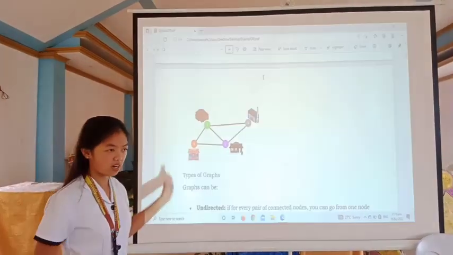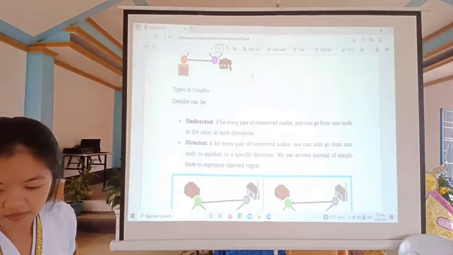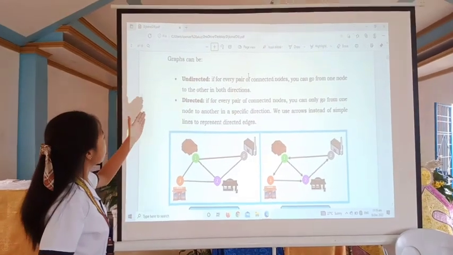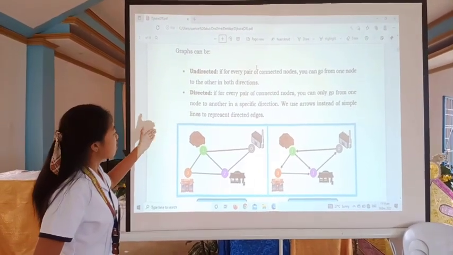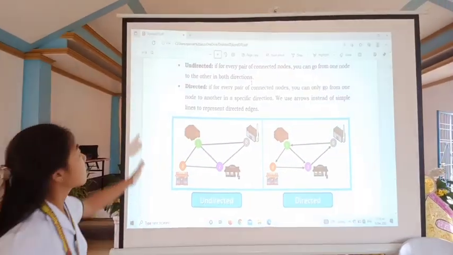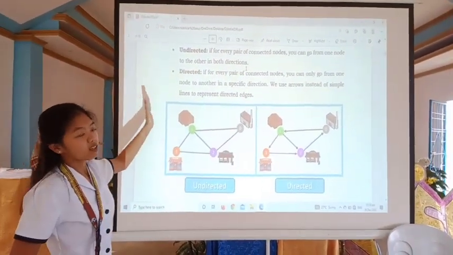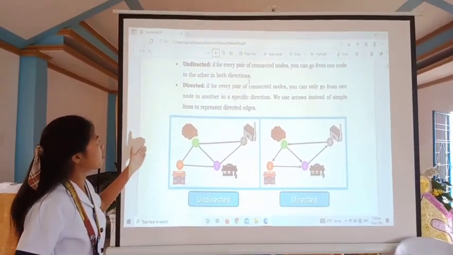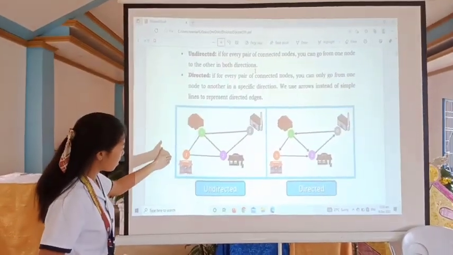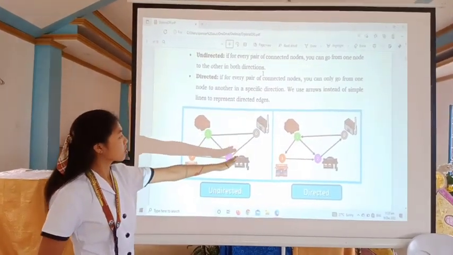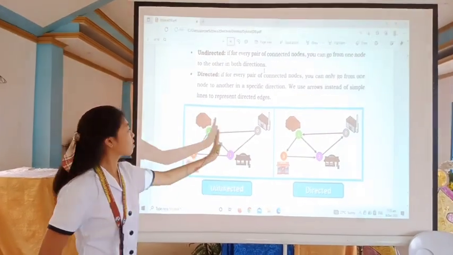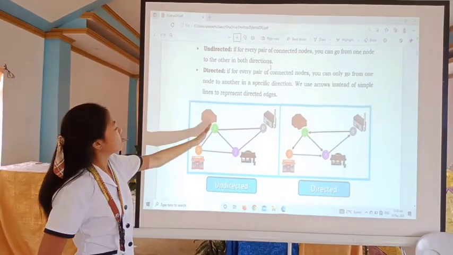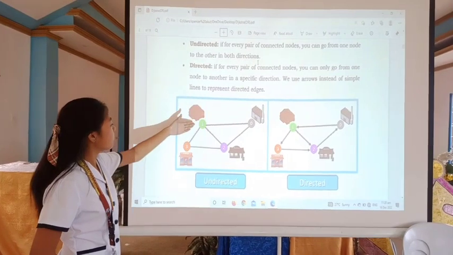Okay, we have types of graphs. Graphs can be undirected. A graph is undirected if for every pair of connected nodes, you can go from one node to the other in both directions. We have here the undirected graph. Node 0 can go to node 1, and node 1 can go to node 0. Or node 0 can go to node 2. Or node 1 can go to node 2. Node 1 can go to node 3.